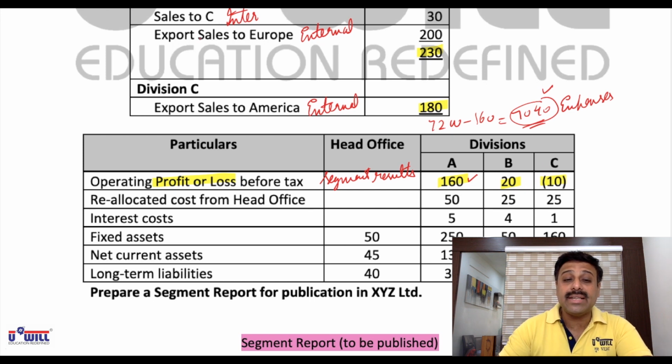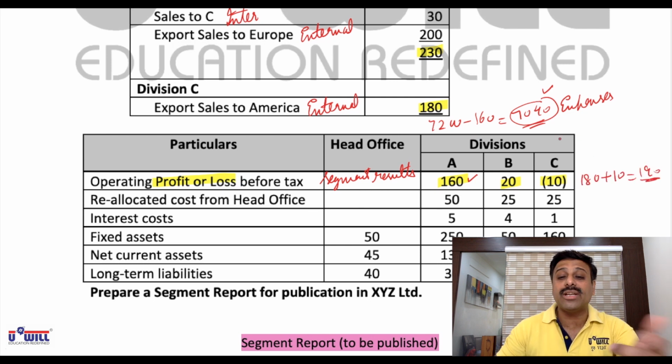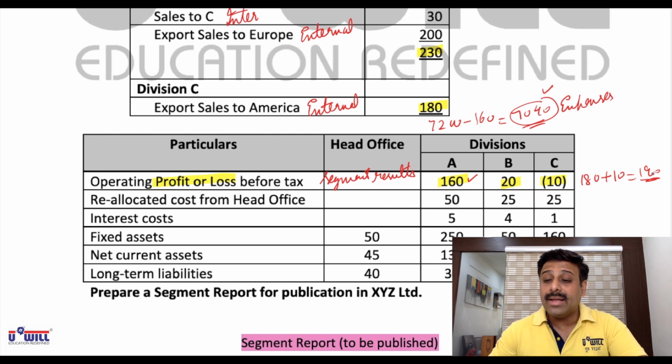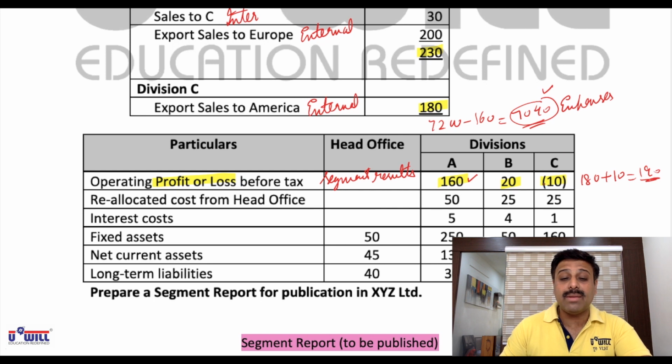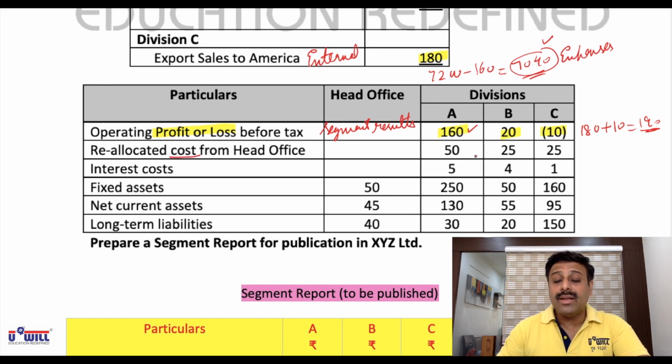So for segment C, it would be 180 plus 10, 190 of expenses, then only you'll get a loss. Revenue 180, expense 190, so a loss of 10. So in segment C, this minus will become plus. Now, reallocated cost from head office, so head office expenses. We will directly add them in the total column only, minus in the total column only.